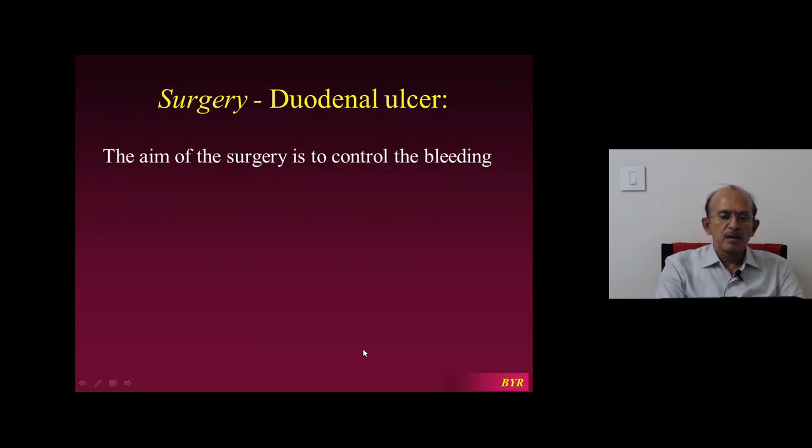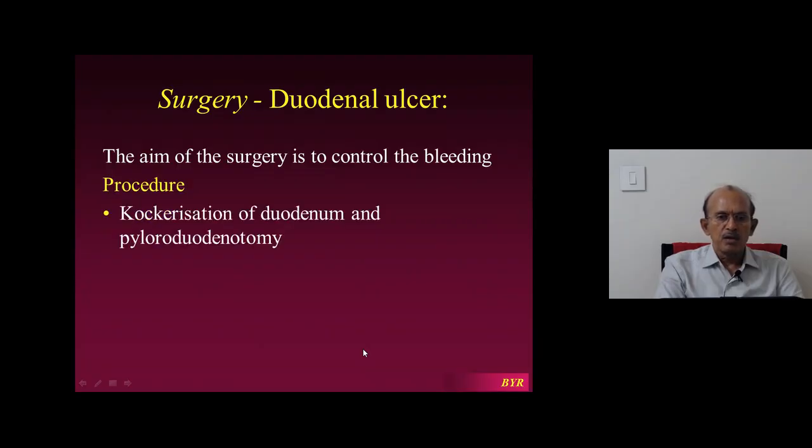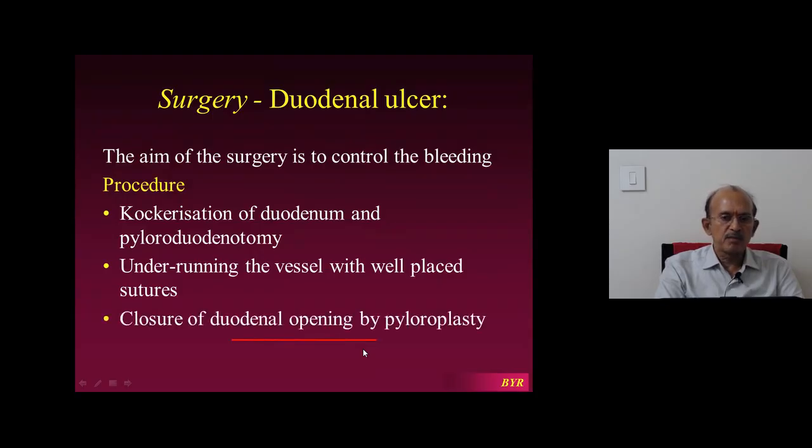Duodenal ulcer surgery. The aim of surgery is to control the bleeding. What you do? First, cauterize the duodenum, then do a pyloroduodenotomy. See the bleeding vessel, underrun the vessel with well-placed sutures. Then close the duodenum like a pyloroplasty.